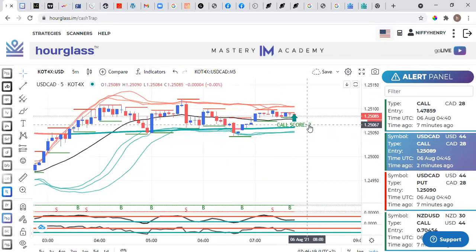That's why Cash Trap even gave it 2. So it's a low quality trade. Okay, the confirmations are not yet there. So you don't take such trades. If you want to take such a trade, then it must be with a very, very low risk.